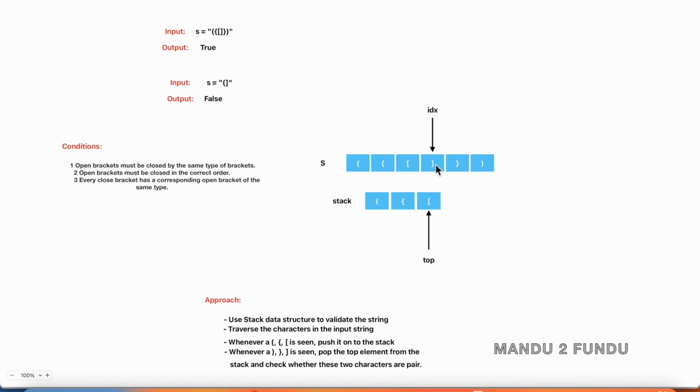So in this case, index 4 points to the close square bracket. In the stack, we first pushed the open parenthesis, open curly brace, open square bracket. So the open square bracket is on the top. When we pop the top element and compare with the current element, they make a pair. So we proceed to the next and we check, this is the close curly brace. So we pop the top and compare whether they are a pair. That also makes a pair. Same way, this and this make a pair. So we declare this input string as a valid one. So that's why we return true.